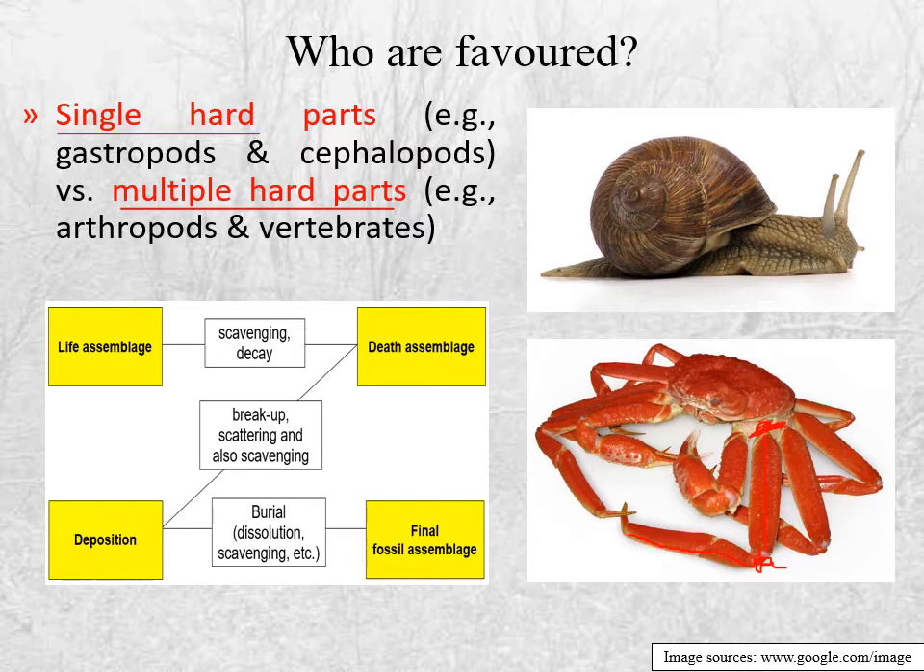Okay, so the hard part of the organisms, having a single hard part or multiple hard parts, are mostly affected in this biostratinomy part. So consider that in the necrolysis stage all the soft parts are destroyed, so the only thing that remains is the hard part. Now the organism having one single hard part can survive this biostratinomy stage, but the organisms having multiple hard parts, those hard parts can be broken down, then fragmented during this biostratinomy part, that means during the transportation. That is the most common phenomenon that happens here.